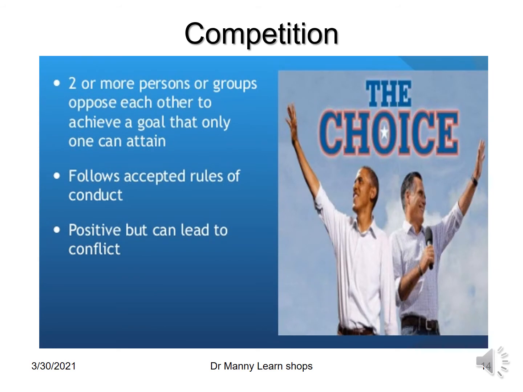Then you've got competition. Competition is when two or more persons or groups oppose each other to achieve a goal that only one can attain. Happens in politics. The Prime Minister or a President or the Chairman of a country wants to be the leader. However, it follows accepted rules of conduct. It can be positive, but it can lead to conflict. Look at what happened in the United States of America just recently at the last election. Donald Trump, Joseph Biden.